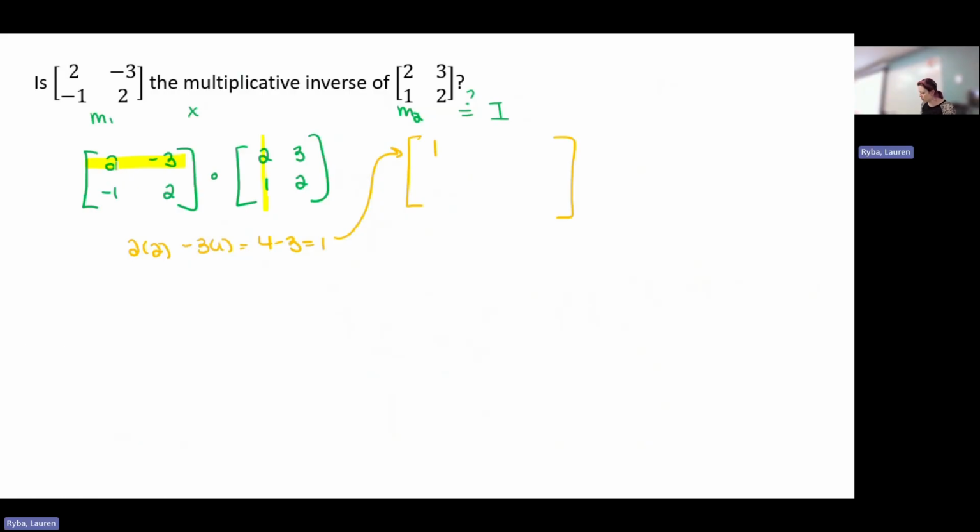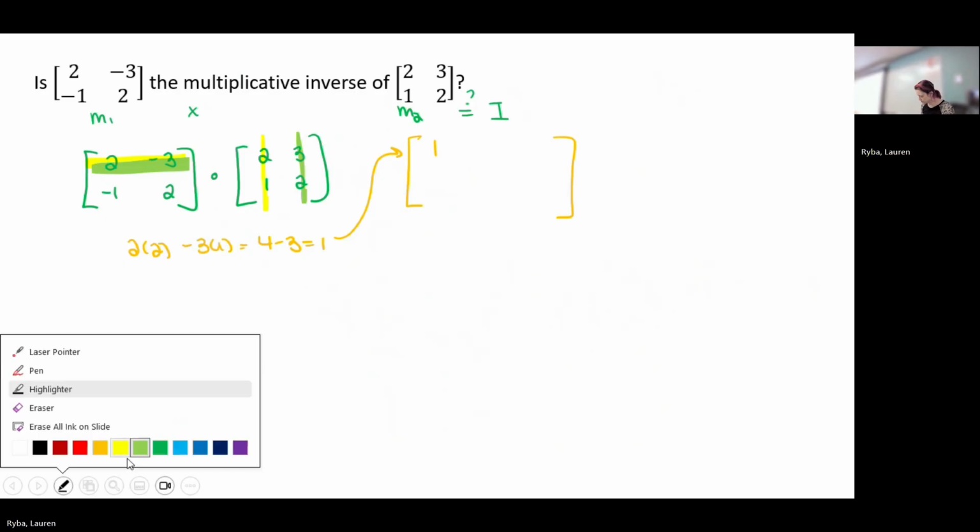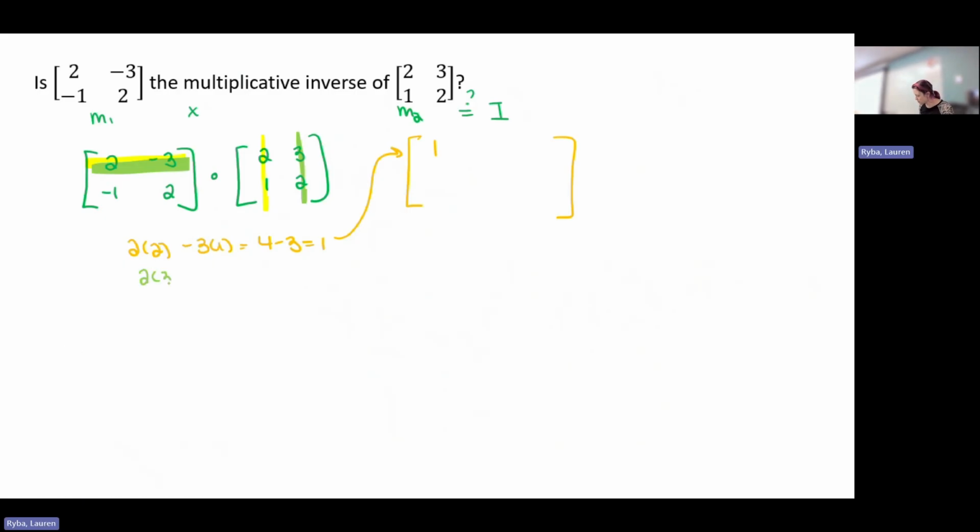Okay, next one is row 1, column 2 that I want. So 2 times 3 minus 3 times 2. That's 6 minus 6, or 0. So that's going to go in that spot there. So far, so good. We are getting close to the identity matrix.